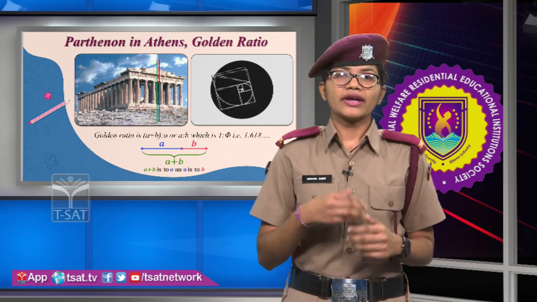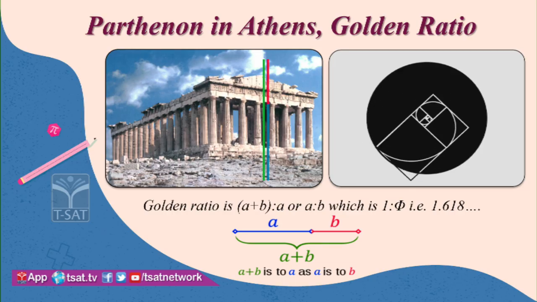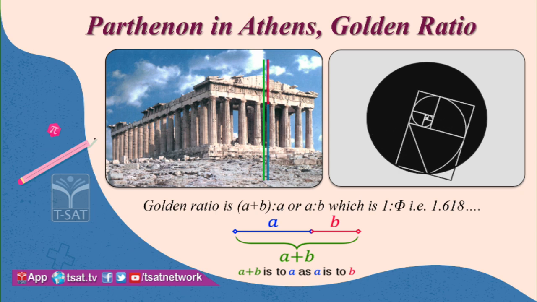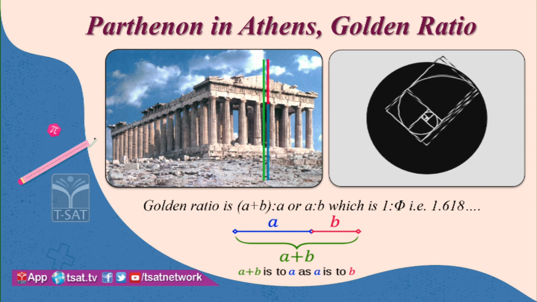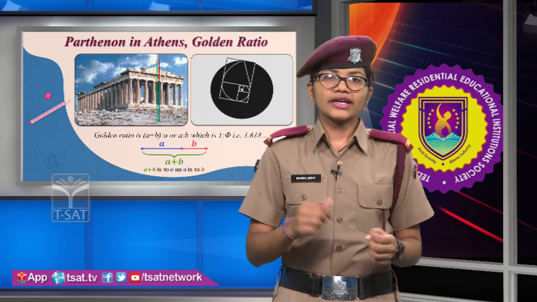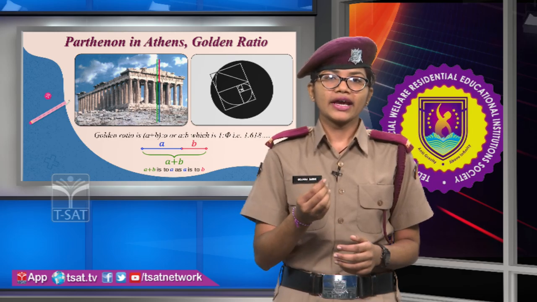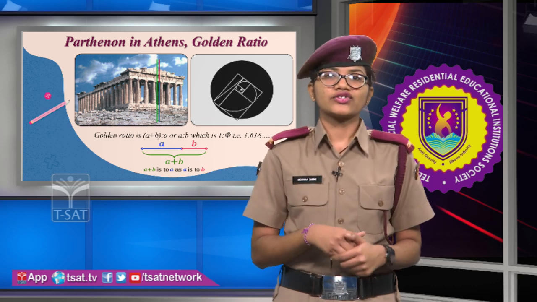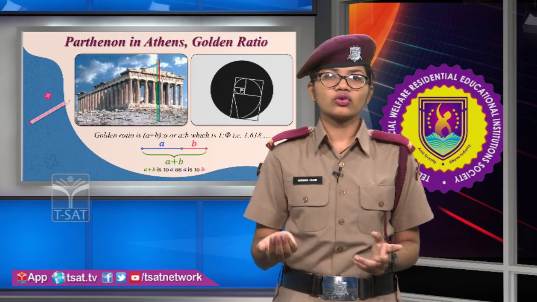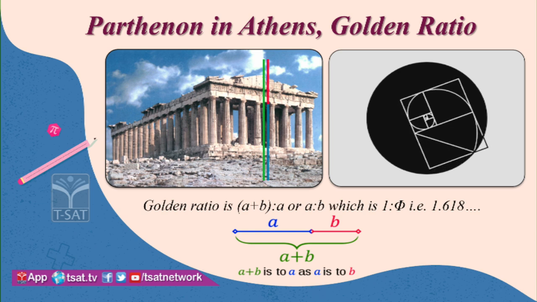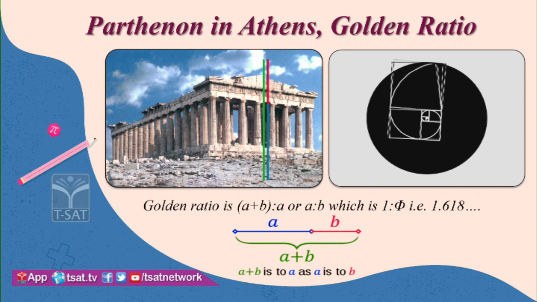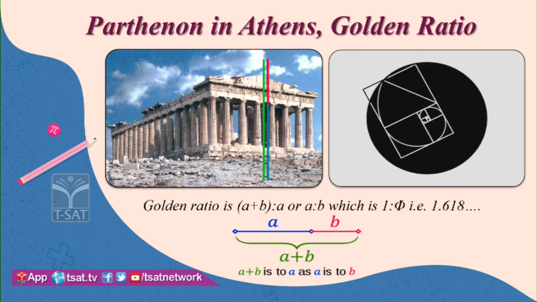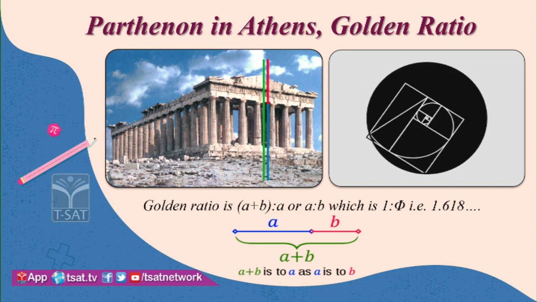The main idea behind the golden ratio is that when we divide the larger part by the smaller part, it also equals the whole length divided by the larger part. It is denoted by phi, and it is approximately equal to 1.618. Phidias, a Greek sculptor and also a mathematician, introduced phi and studied it.